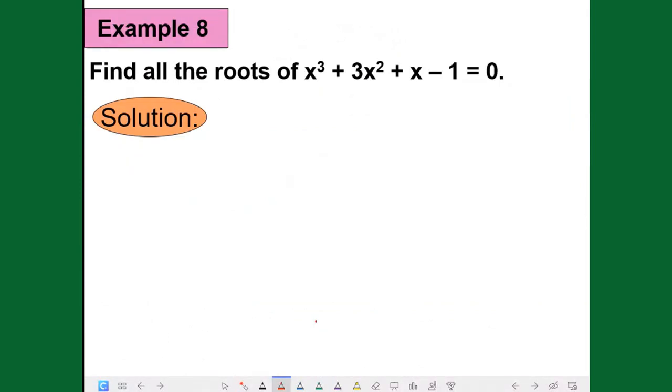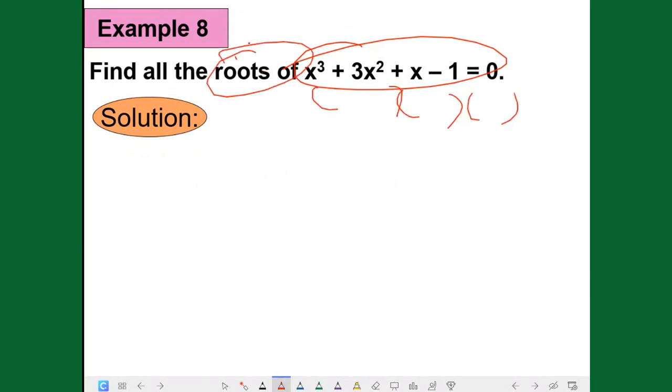Find all the roots of ini. Ini kuadratik. Cubic ada 3 je kan? 3 roots. Roots means that x is equal to apa? So dia tak bagi apa pun idea. Dia tak bagi clue pun. Tak ada let x plus 1 is a linear ke. Dia open. Ni yang pedih sikit ni.